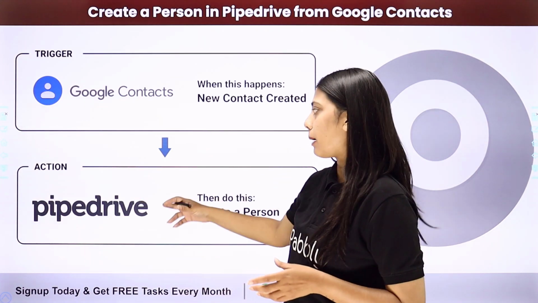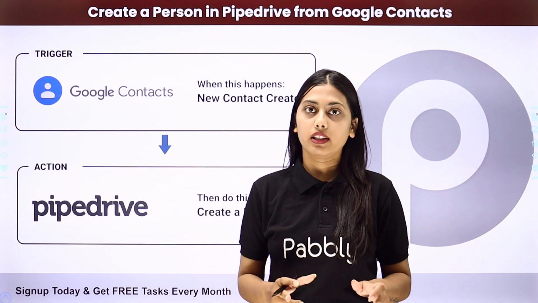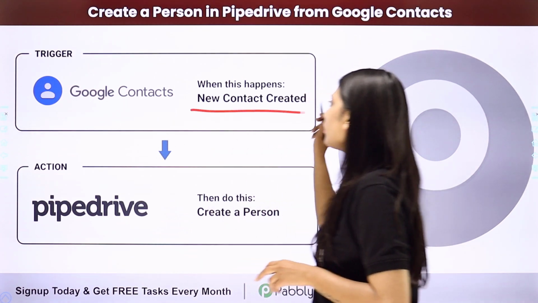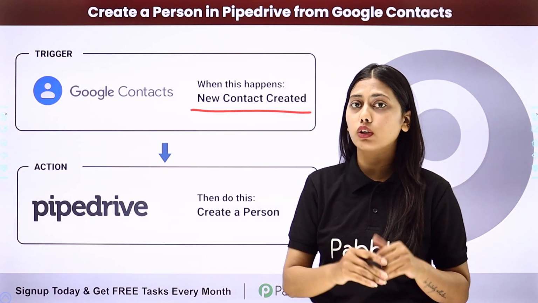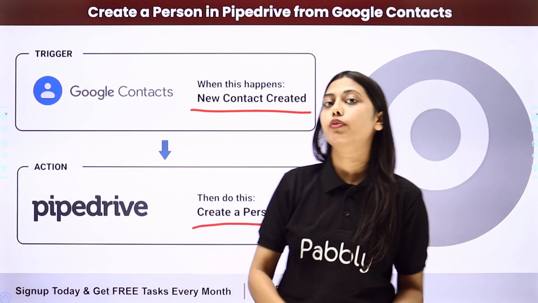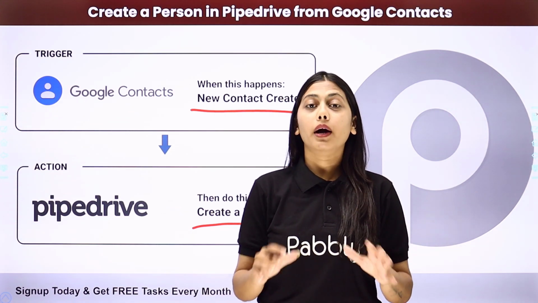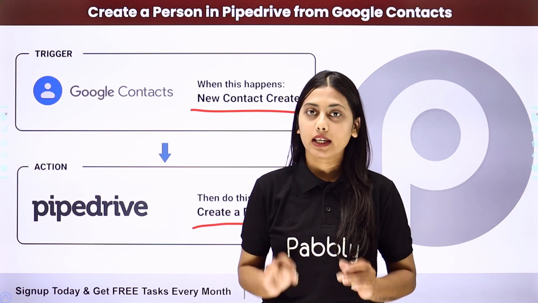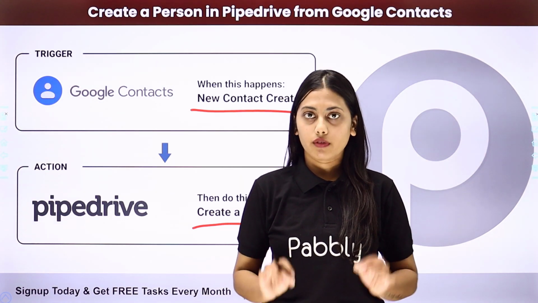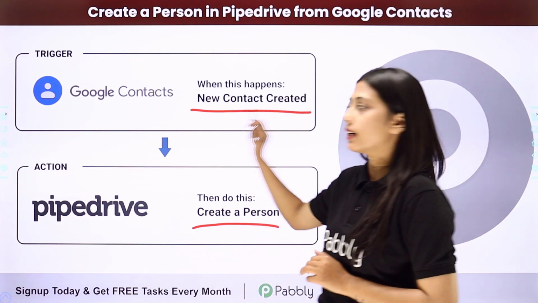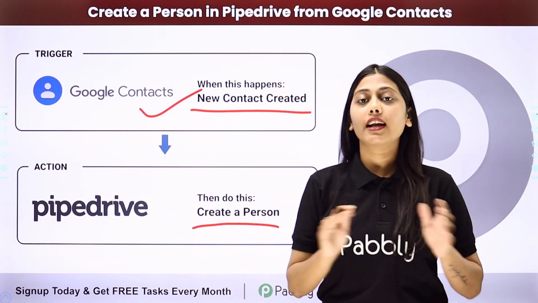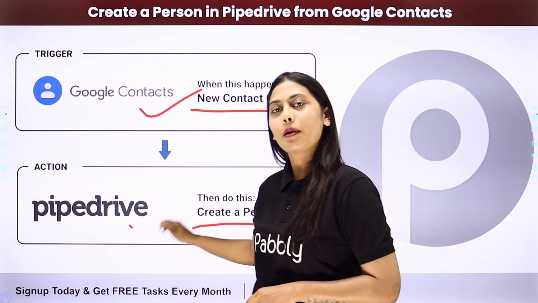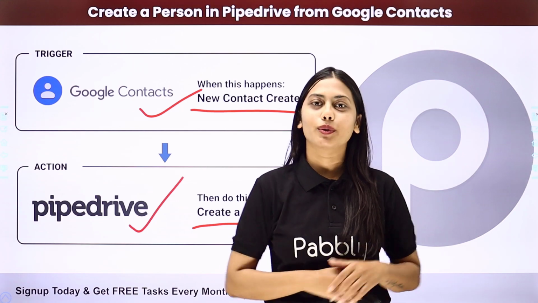For that, both of these applications do not have a direct connection between them. So you can't do this thing that every time a new contact is created in your Google Contacts, a new person will be created for that contact in Pipedrive as well. But let me tell you, we can actually automate this process with the help of Pabbly Connect. We will create an integration where our trigger will be creating a new contact in Google Contacts and our action will be creating a person in Pipedrive. Let us learn how to do it.